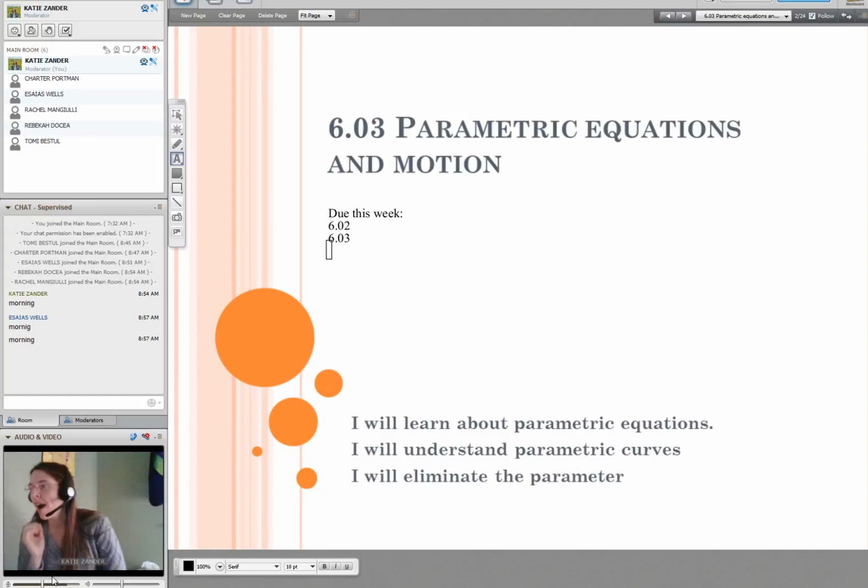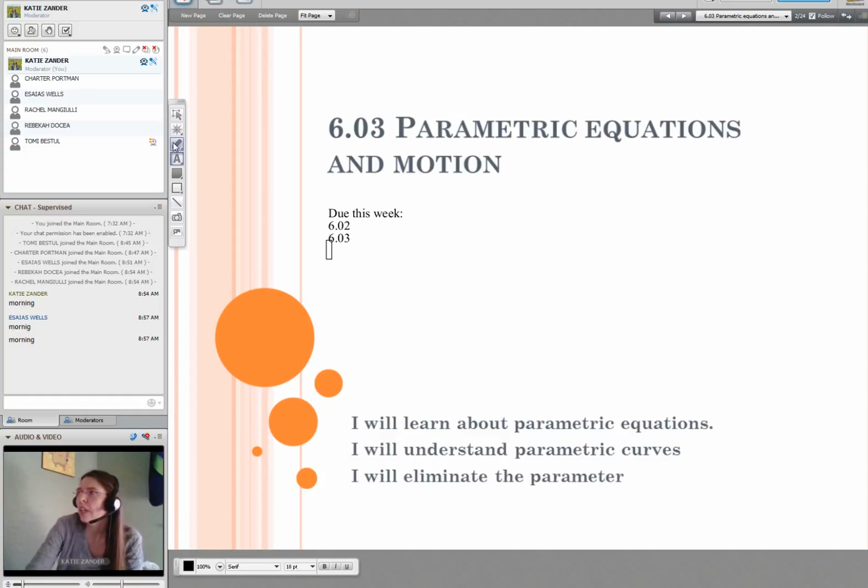All right, so if I remember correctly, in Tuesday's class, we didn't get through everything. So today, my plan is to pick up right where we left off with 6.03, and then any remaining time that we have left over, we'll review a little bit from 6.01 and 6.02 as well.